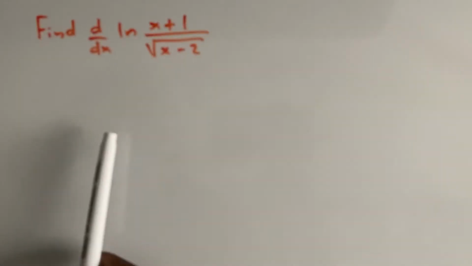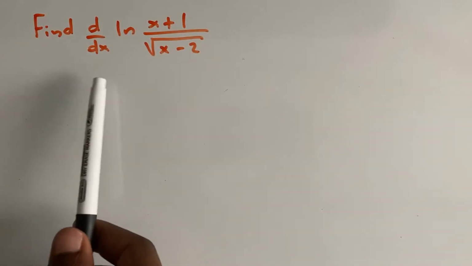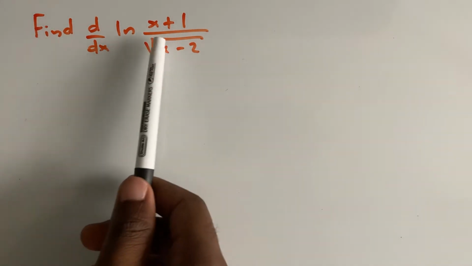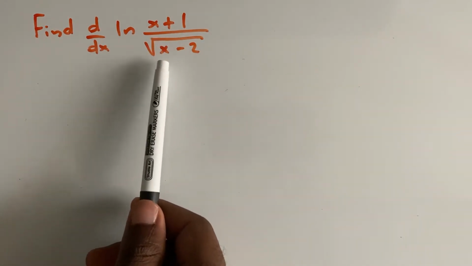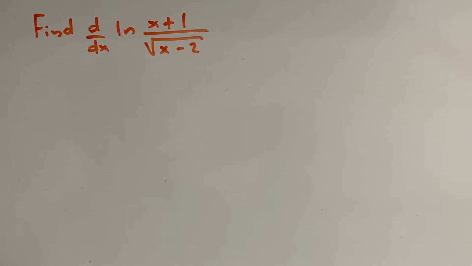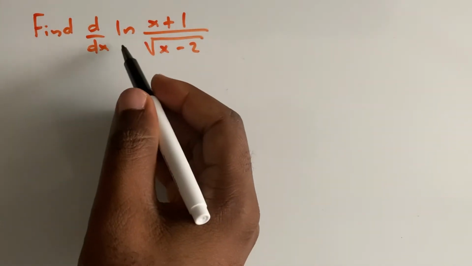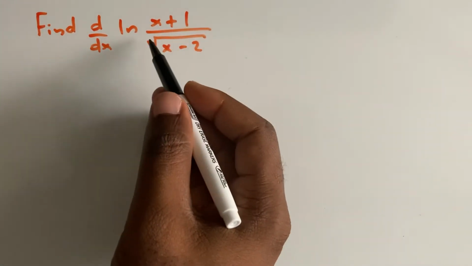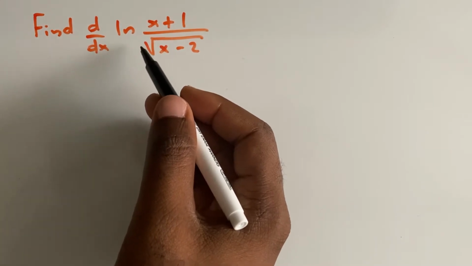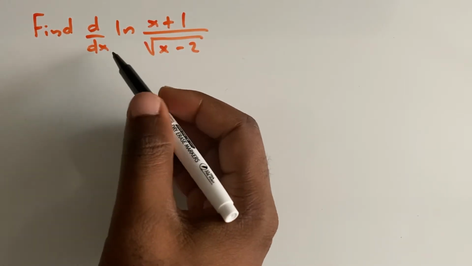Hello guys, I'm going to explain how to find the derivative of ln of (x plus 1 over square root of x minus 2). One thing to know here is that in this case we're going to need the derivative of ln x and the chain rule.